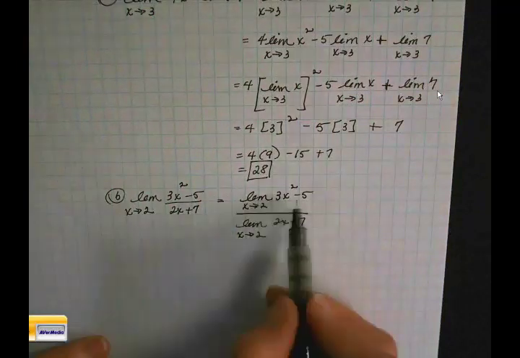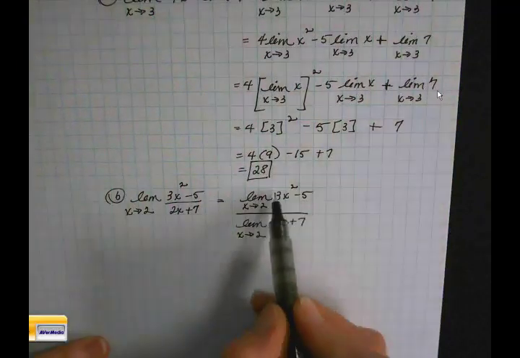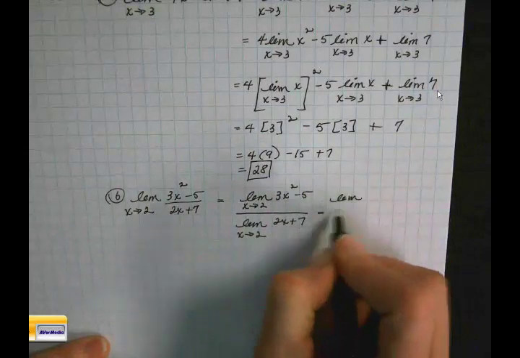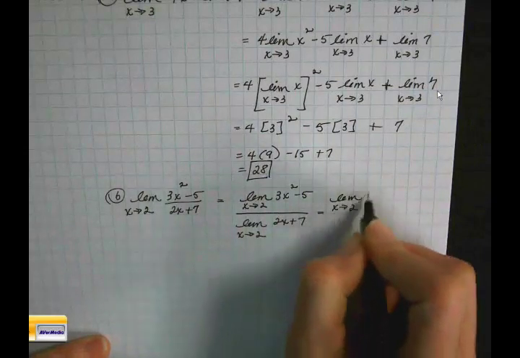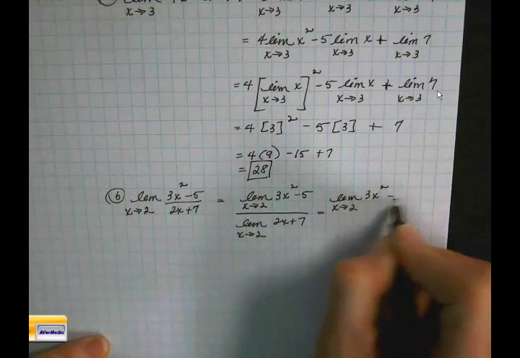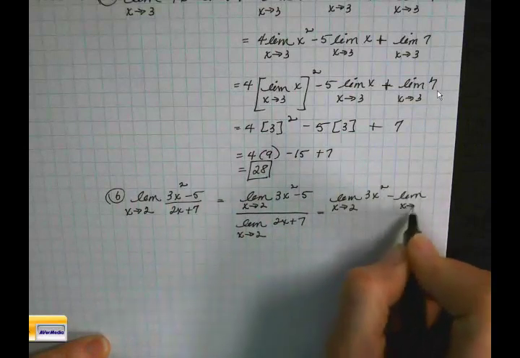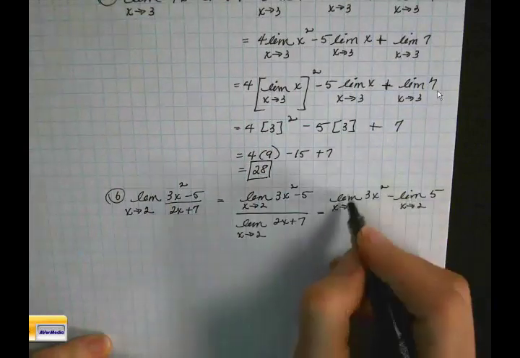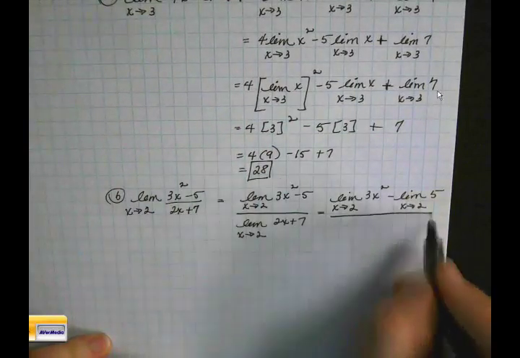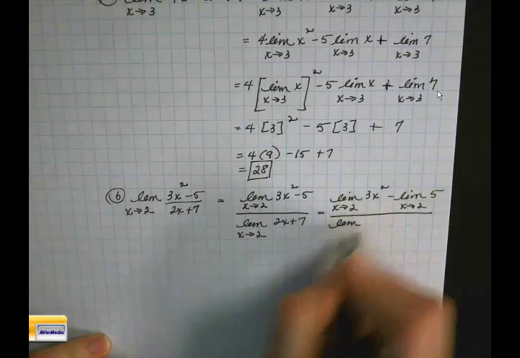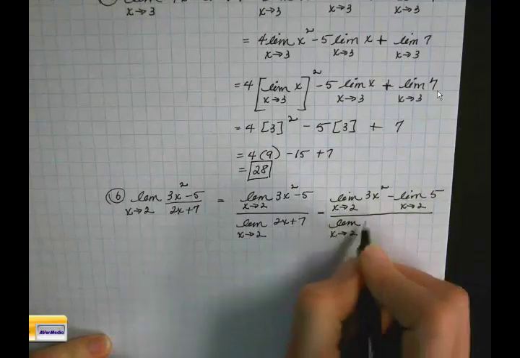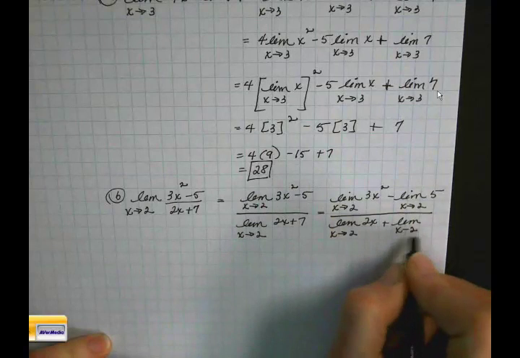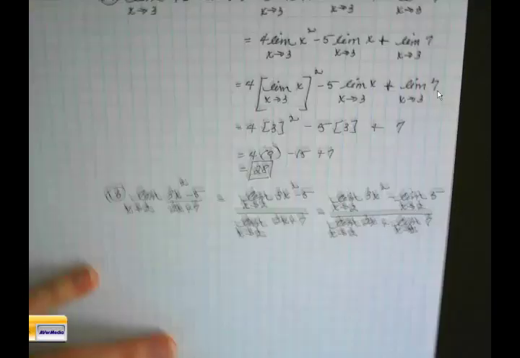Then in the numerator, you can split this up. This would be like f of x, and this would be like g of x. So the numerator can be rewritten as the limit as x approaching 2 of 3x squared minus the limit as x is approaching 2 of 5. Splitting it up. And the denominator the same way. The limit as x is approaching 2 of 2x plus the limit as x is approaching 2 of 7.